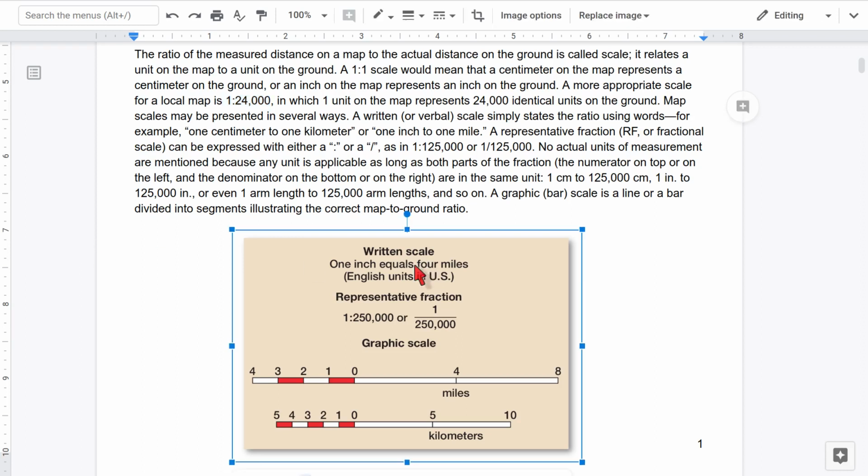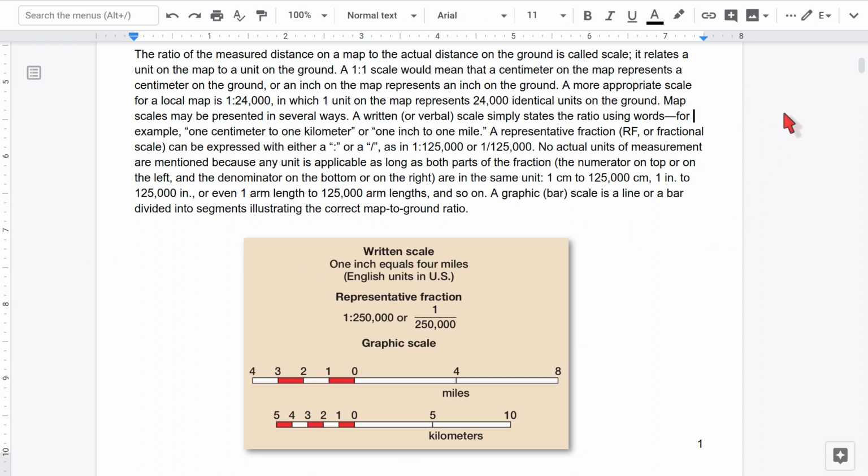With a written scale, for example, 1 inch equals 4 miles, the units are different. So 1 inch equals 1 mile is a pretty common written scale. 1 inch equals 2,000 feet would be another example of a written scale. So with a written scale, the units are different.